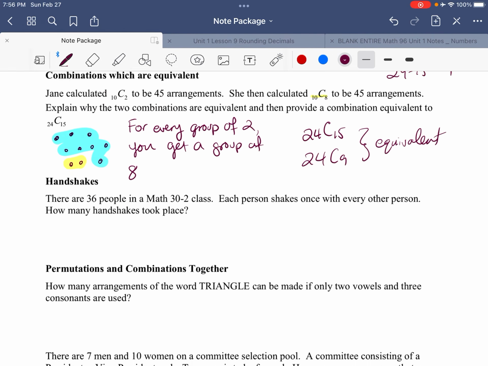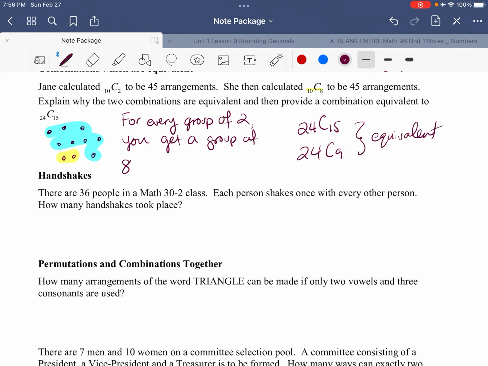All right, 36 people in a Math 30-2 class. Each person shakes once with every other person. Okay, so handshake problems, these types of things, you're selecting 2 from the group of 36, so 36C2. Okay, it's not a permutation because it doesn't matter the order here. You're just selecting 2 people. So 36C2, if you punch that into your calculator, you'll get 630.